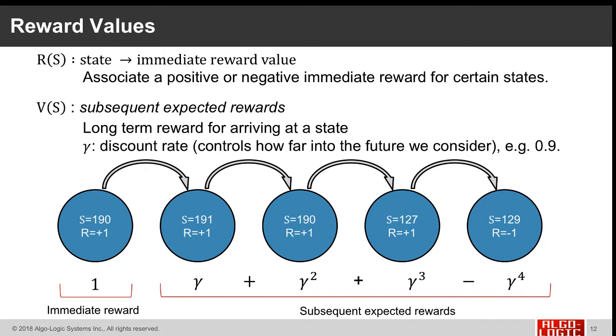And so when you're 5 states away from having an accident, you can associate a discount rate for the future. So γ squared, γ to the fourth, and so on, gives the subsequent expected rewards: you have the immediate reward of not having the accident plus the future value of states that lead to the accident. And you can have increasing weights as you get closer to that state.